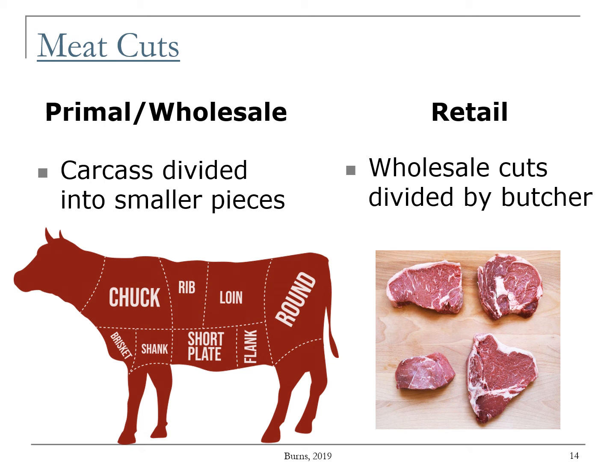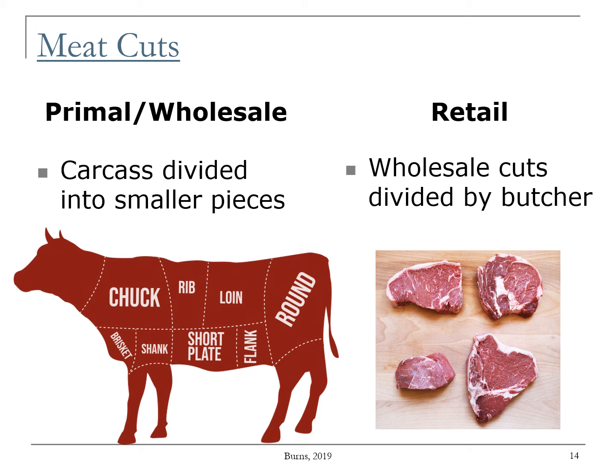Many times we are more familiar with the retail cuts, such as the rump roast or the sirloin steak or the ribeye steak. We're more familiar with those retail cuts because that's what we purchase. The primal are larger sections within the animal. Looking at the image there of the cow with the different primals listed, we have the chuck, the rib, the loin, the round, flank, short plate, shank, and brisket.